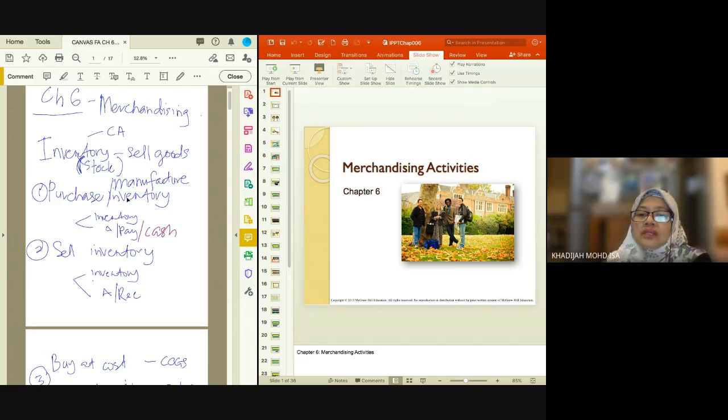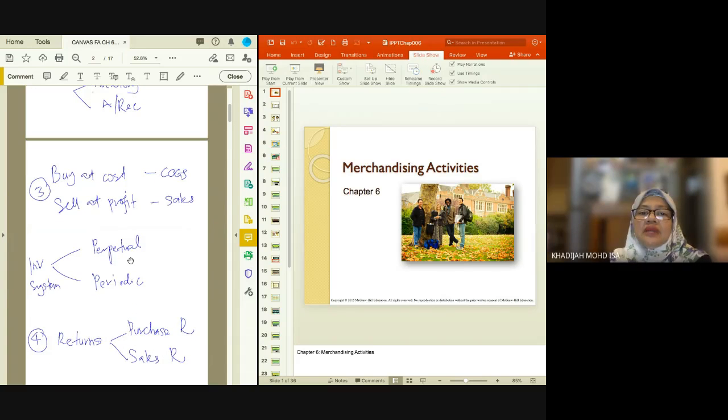In this topic, they're looking at retailing, the merchandising activities to sell goods. So we are not looking at those companies that manufacture goods, only those who buy from suppliers and sell to customers. How are you going to record the purchasing? How are you going to record the sales of the inventory?